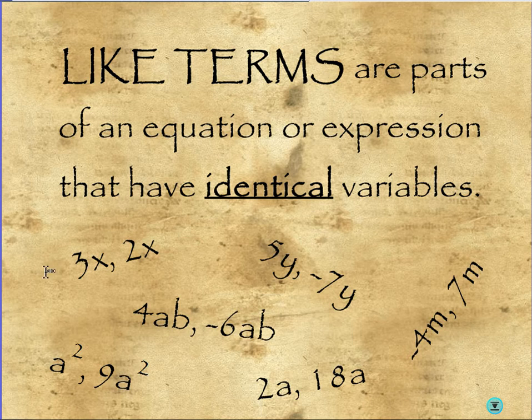So for instance, here I have a 3x and a 2x. Those are like terms because they both have the variable x. 4ab and negative 6ab, since they have the identical variable ab, they're like terms. Even a squared, or 1a squared, and 9a squared are identical variables because they have a squared and a squared. 5y and negative 7y, same thing. They're considered like terms because they both have identical variable y.